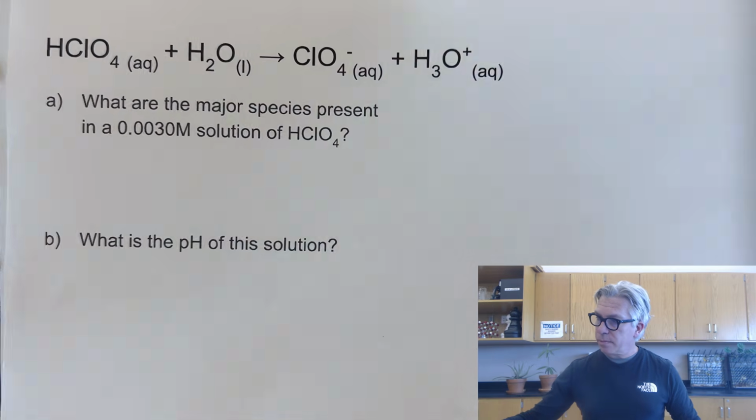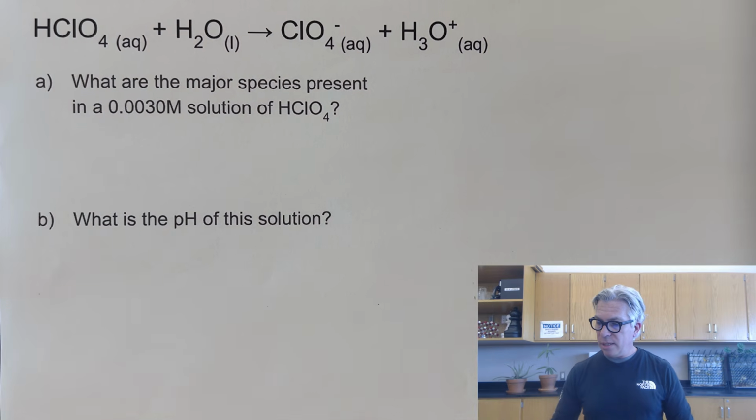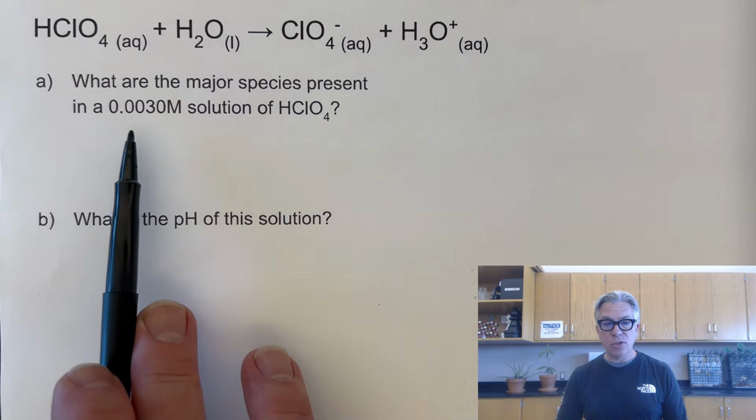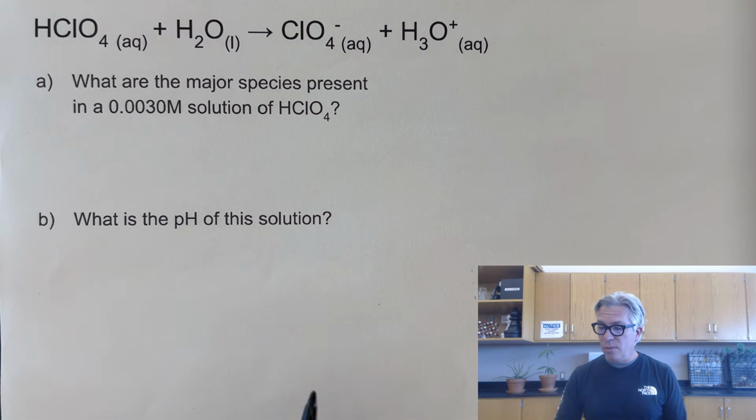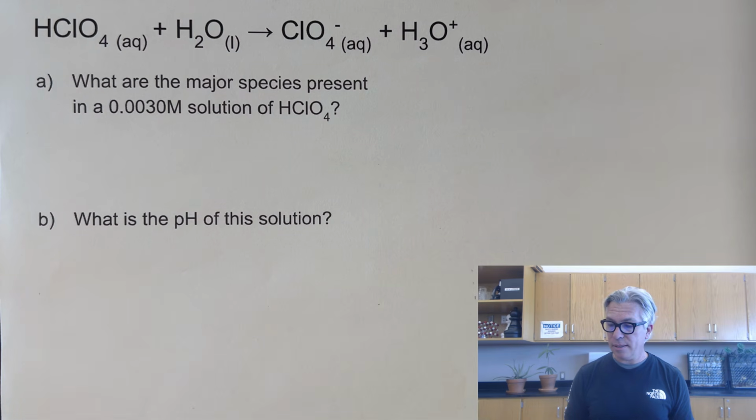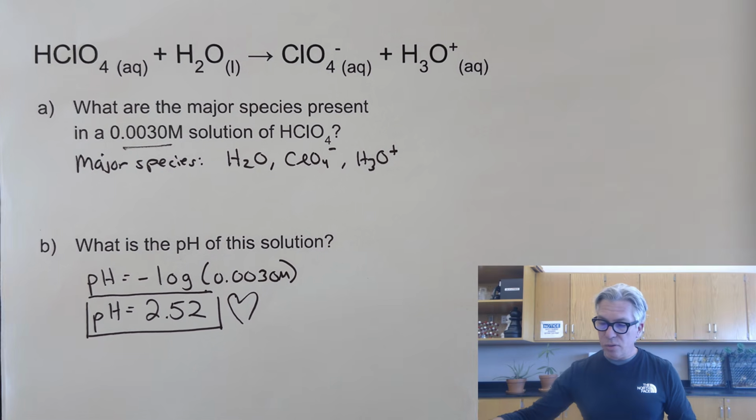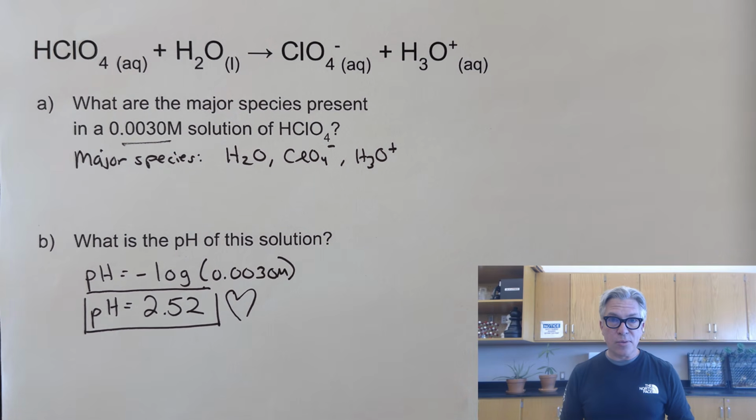Okay, your turn if you would like to. What are the major species present in a 0.003 molar solution of perchloric acid? What's the pH of this solution? Feel free to pause the video and come back in a couple of seconds. And if you paused the video and calculated a pH of 2.52, then congratulations, you're off to a great start.